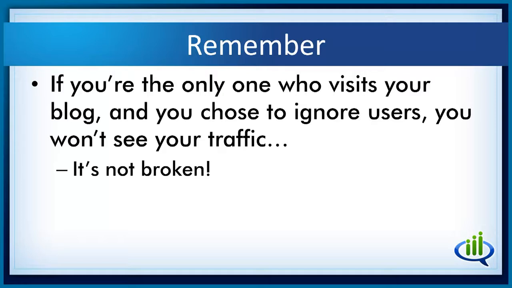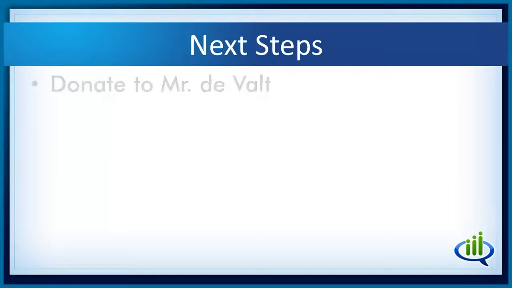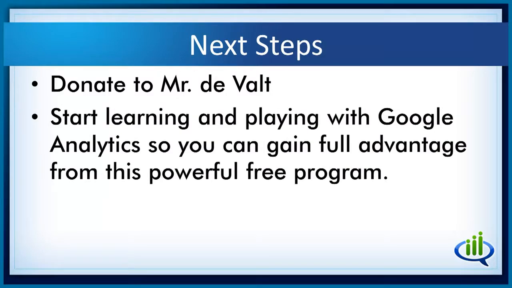Now, next steps. There's 2 key next steps. The first one, donate to Mr. DeVault. If you go into that plugin, there's a place where you can donate to him. I suggest you do it. He's going to make you money if you do this and if you use it appropriately. And then start learning and playing with Google Analytics so you can gain full advantage from this powerful free program. Get it installed, get it configured, and start experimenting with it and looking around, and pretty soon you'll find the gold mine that exists in Google Analytics. This is Don Crowther. Just go do this stuff.